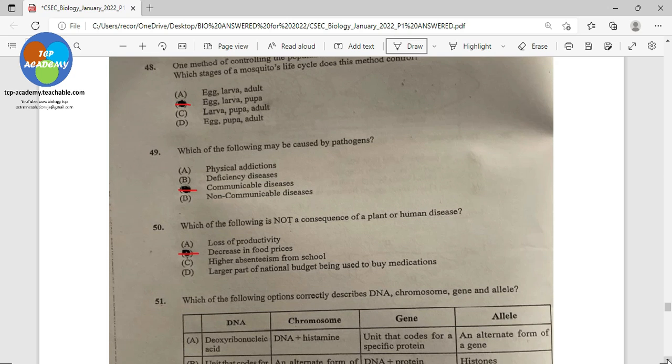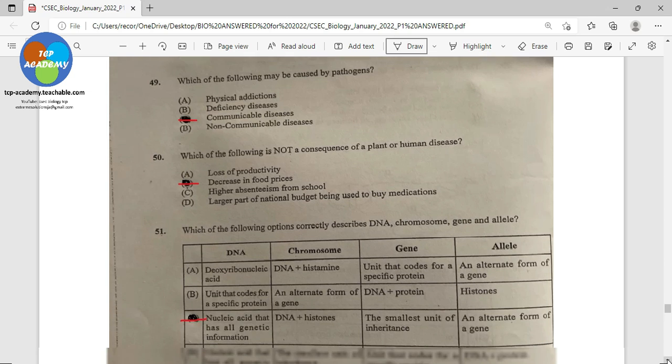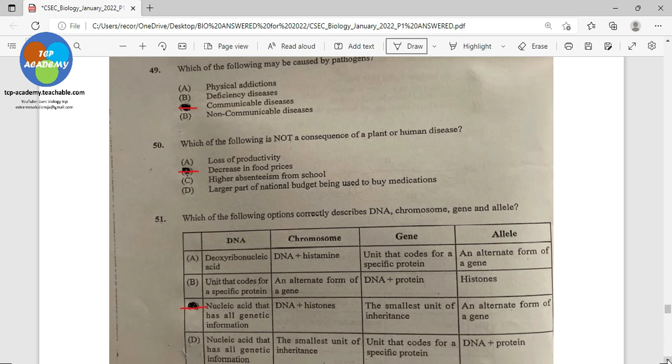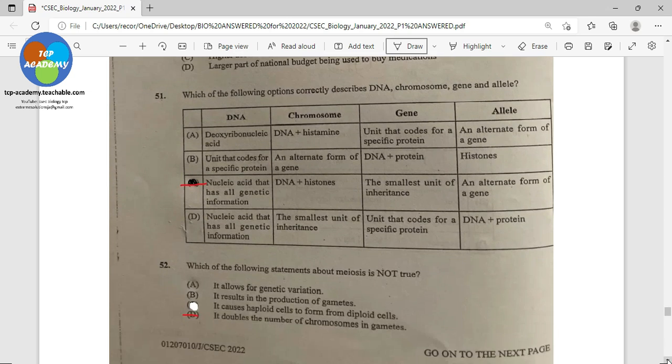49, old question, is going to be C for your answer for 49. 50, old question, answer there is going to be B. 51, old question, answer there is going to be C.